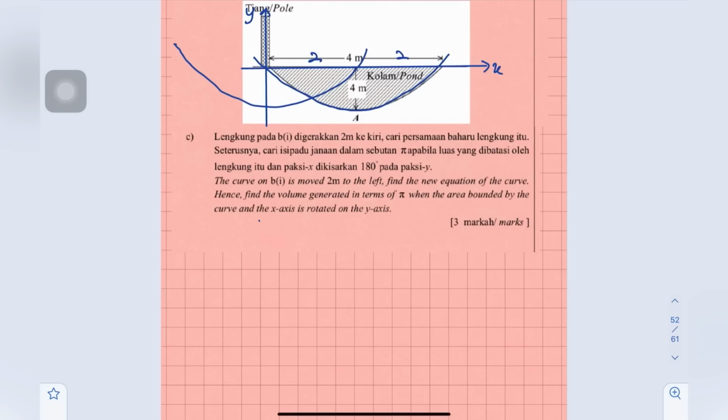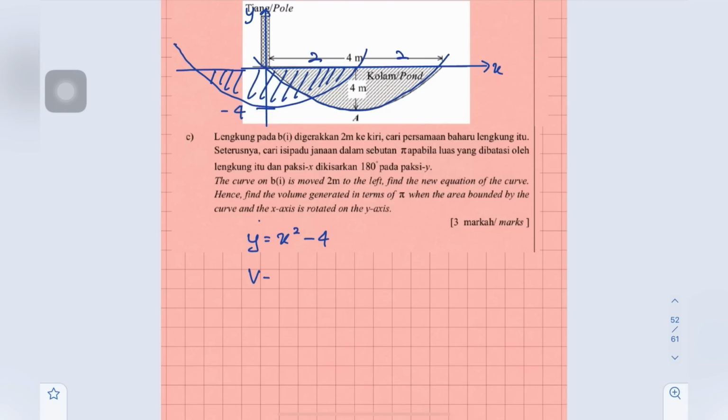Okay, same shape but the intercept is now negative 4. So then the new equation is quadratic: y equals x squared, and the intercept is negative 4, so minus 4. Okay, so then the area bounded by the curve and the x-axis is this one. This area. Okay, we are going to rotate it about the y-axis.